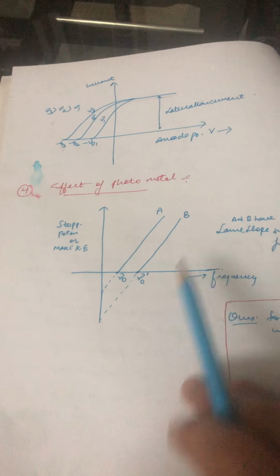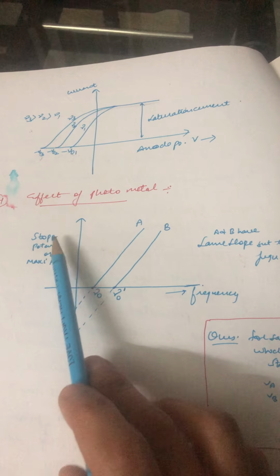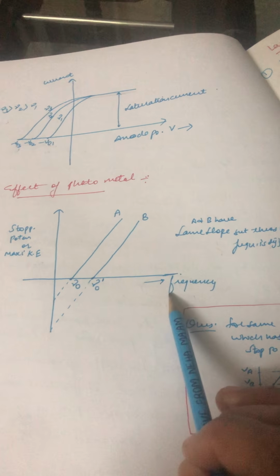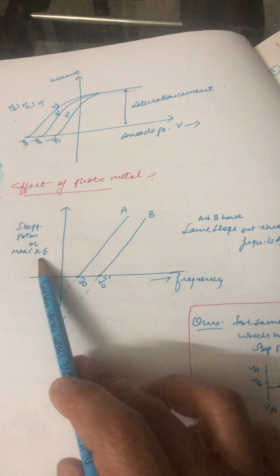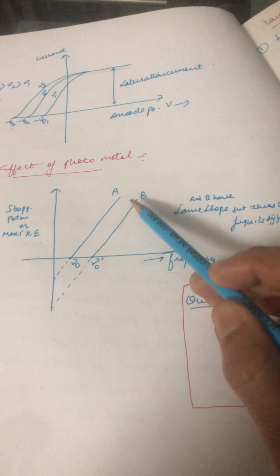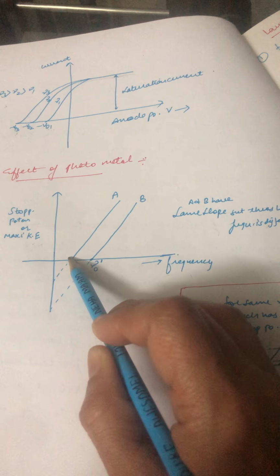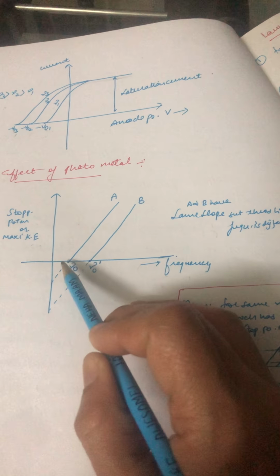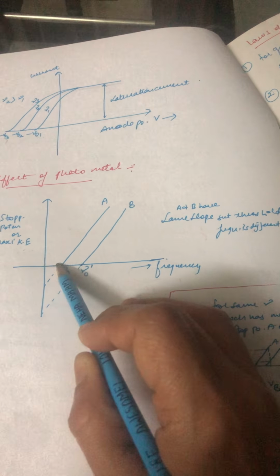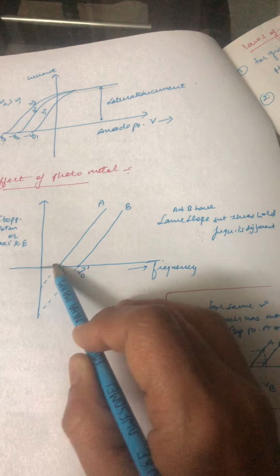Then they said, from this graph, what is the conclusion? If you draw a graph of stopping potential or the maximum kinetic energy with frequency, we all know that with the increase in frequency, maximum kinetic energy will increase, because of which stopping potential will also increase. So straight line graphs will be obtained. Why do these graphs not start from 0, but from here? This indicates that below this frequency nu naught, no photoelectric effect is possible.